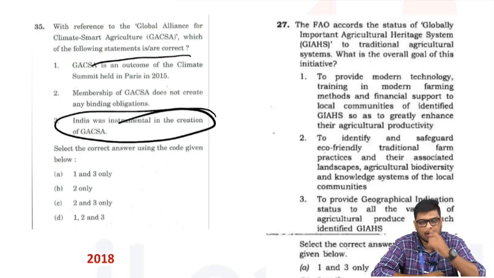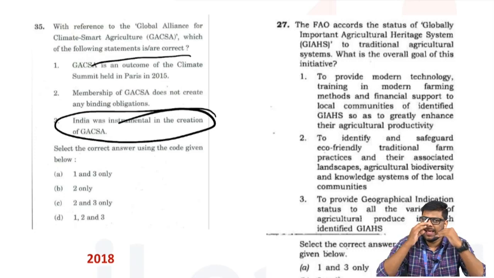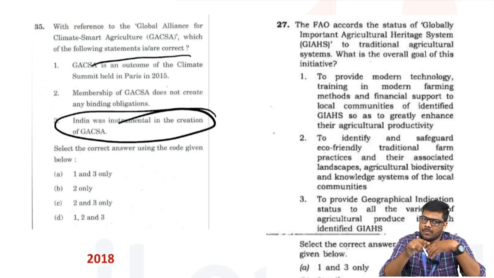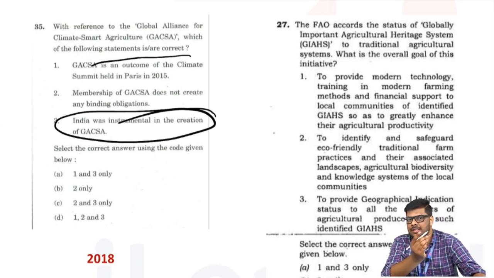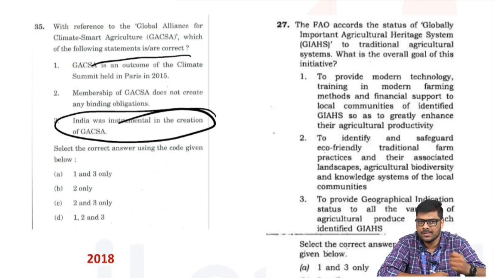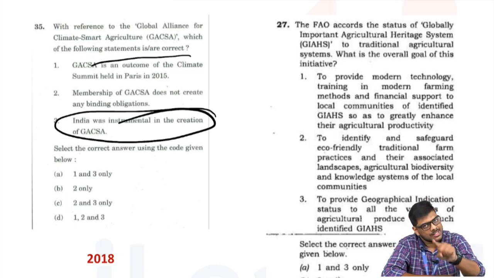Is that statement correct? Do you think the statement is correct? India was instrumental in forming GACSA. What should be your logic? Think like this. Name one international convention, organization or agreement that India was instrumental in making. The first answer that would come to our mind is the International Solar Alliance, right? Everyone knows about the International Solar Alliance because India took the initiative. So that's the logic there.